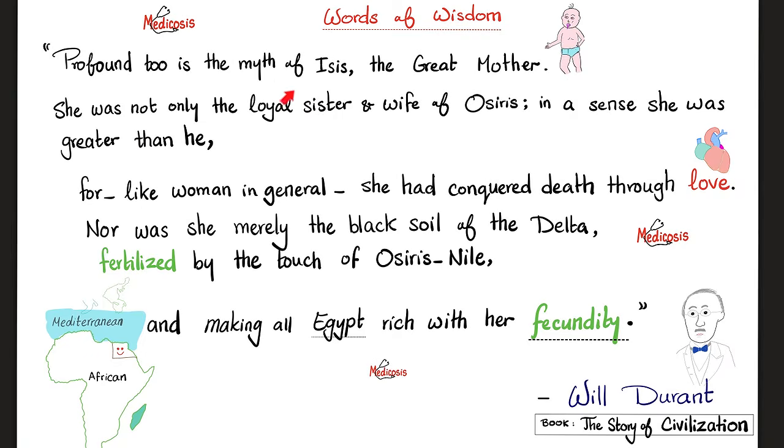Profound too is the myth of Isis, the Great Mother. She was not only the loyal sister and wife of Osiris. In a sense, she was greater than he, for like women in general, she had conquered death through love. Nor was she merely the black soil of the delta, fertilized by the touch of Osiris Nile, and making all Egypt rich with her fecundity.